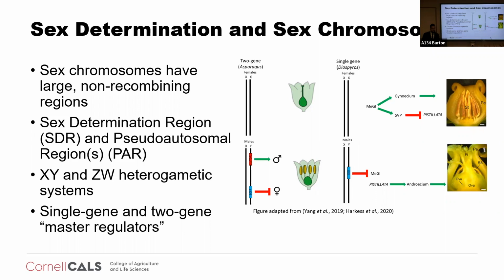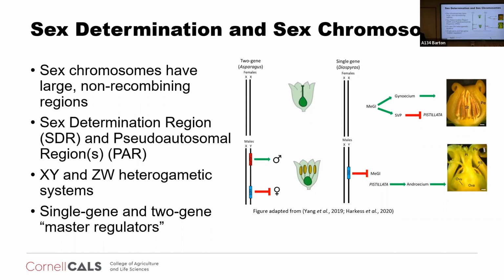And because it suppresses pistillata, you don't get male floral development, so you get female flowers. Males have this Y chromosome, which has an OGI, which is actually a small RNA. This small RNA is the only gene that's necessary to switch sexes. It does that by methylating the promoter of MEGI, therefore turning off the expression of MEGI. As a result, you don't get expression of gynoecium, but you do get expression of pistillata, and you get androecium and male floral development.